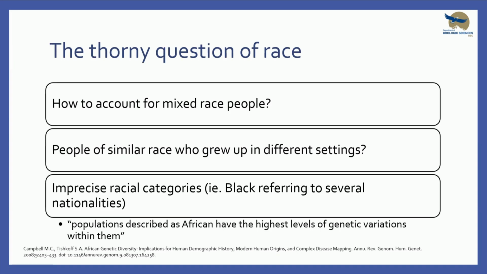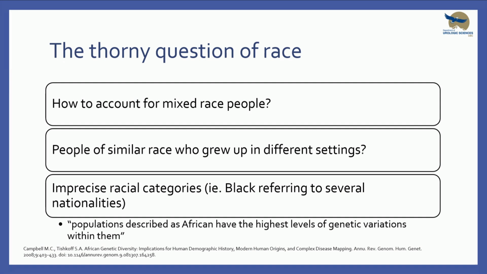And they bring up, and I think it's important to think about, the thorny question of using race as a biologic factor in characterizing people for clinical algorithms. For example, how do you account for mixed race people, who are becoming an increasing percent of the population? What category do they belong in? Do you apply certain risk factors to them? What about people of similar race who grew up in different settings?